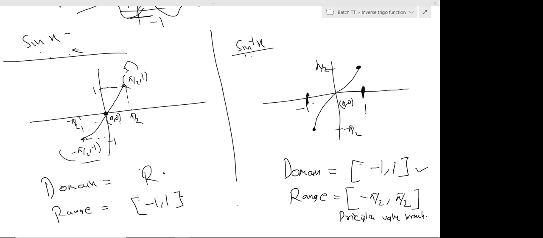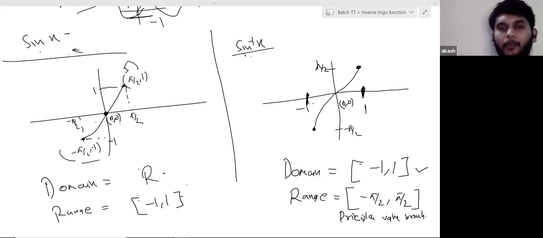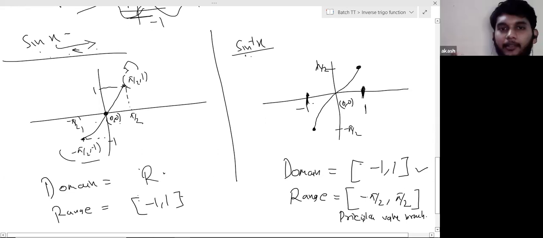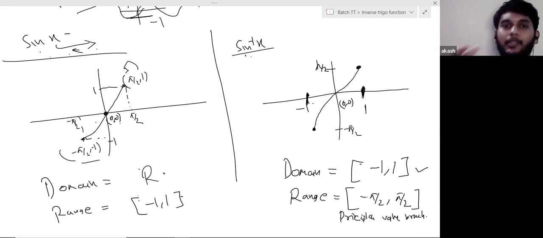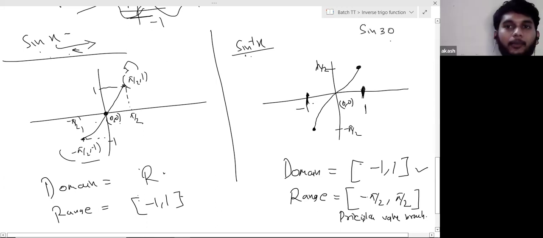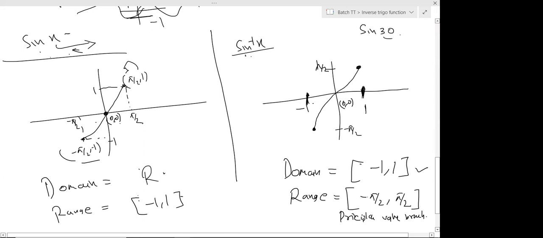In sine x, pi by 2 is the x value and 1 is the y value, right? Absolutely. Because what does sin x demand? Sin x demands angles to eat. This function eats something, and it eats angles. Eats means we take the input. Input is angle, output is value, right? In class 10th you wrote sine 30, sine 60, sine 90. Those are angles, and you got some value.